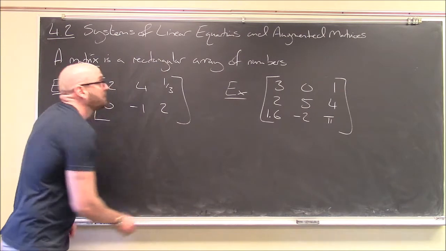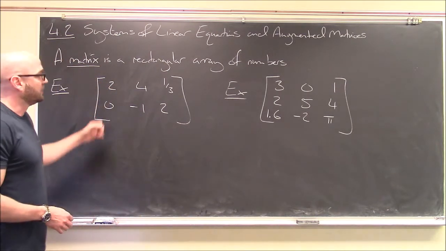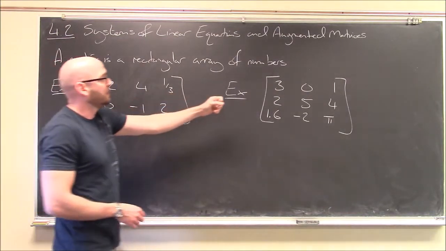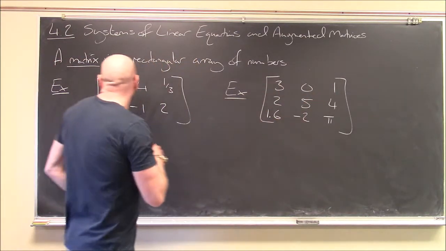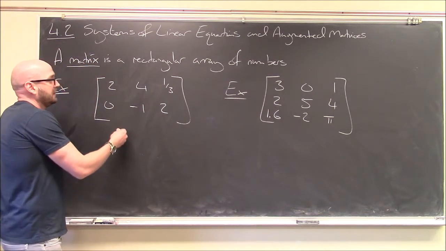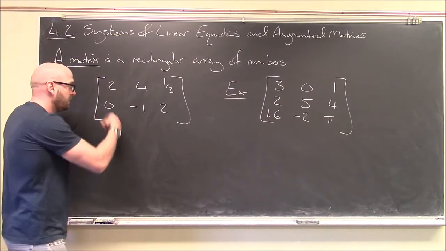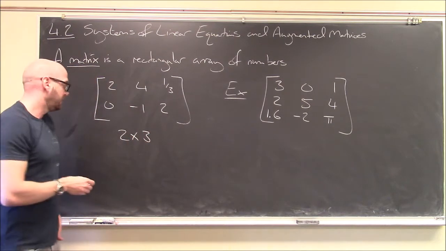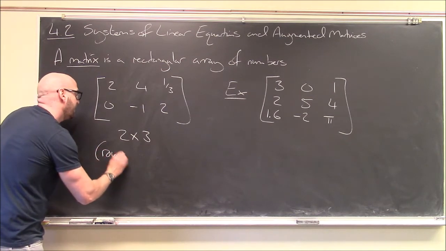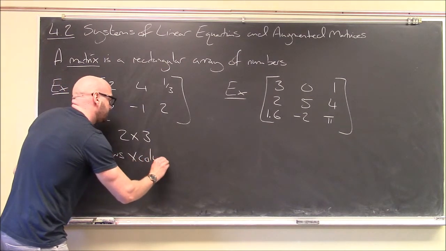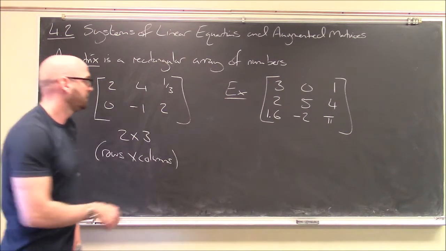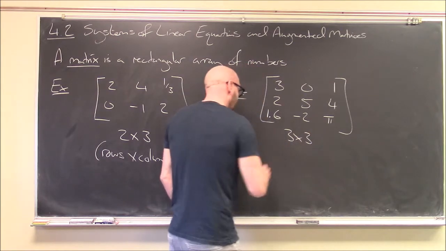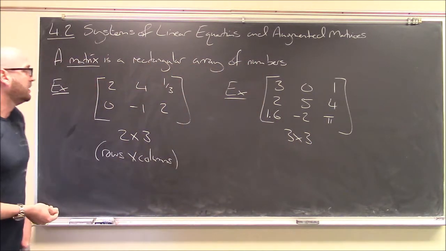One of the most important properties of a matrix is the size of the matrix. You can see these are somewhat different matrices: here I have 2 rows and 3 columns, and over here I have 3 rows and 3 columns. We denote the size of a matrix by the rows by the columns. So this would be a 2 by 3 matrix. It's always rows by columns, rows first, then columns. And this is, of course, 3 rows, 3 columns, a 3 by 3 matrix.